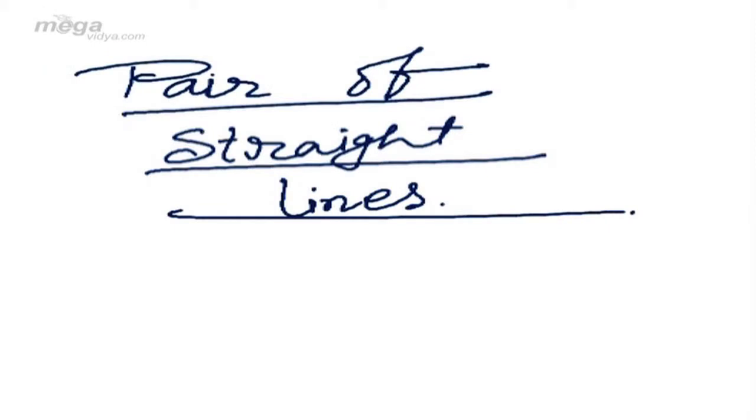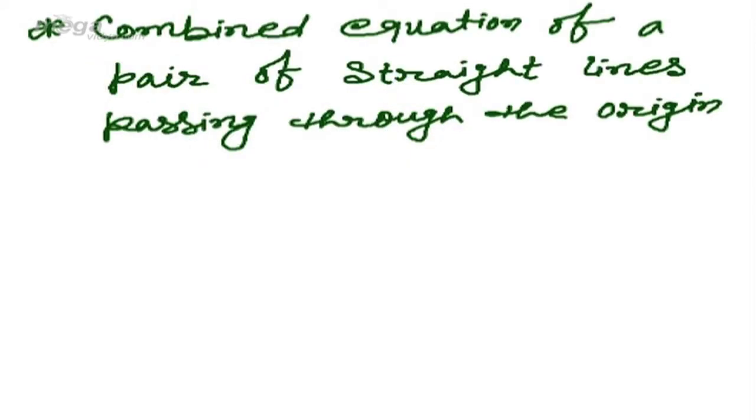Today I am taking the topic pair of straight lines. Student, in this section we will deal with two straight lines, and for those two straight lines, what will be the equation in combined form in second degree form? So, the combined equation of a pair of straight lines passing through the origin.